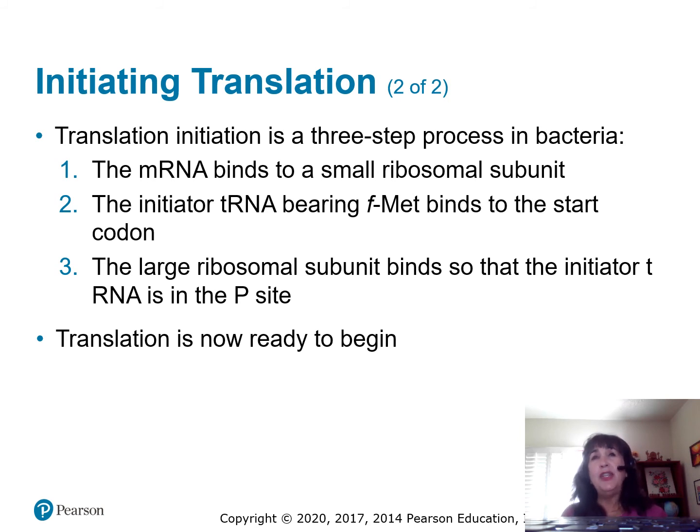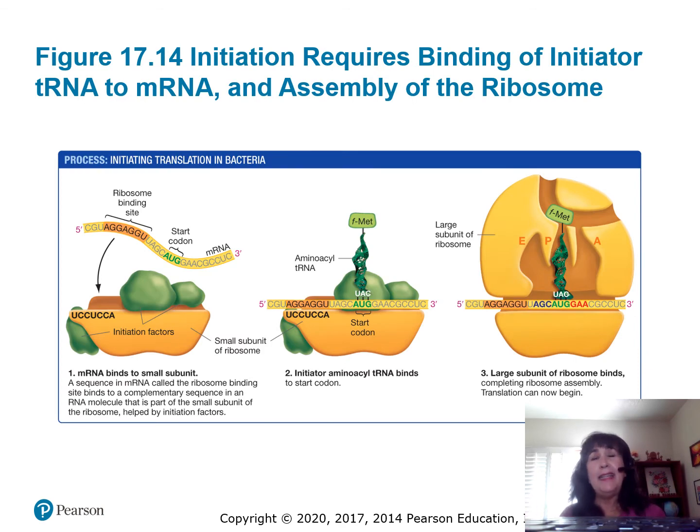Translation initiation is a 3-step process. The first step is that messenger RNA binds to the small ribosomal subunit. Then the initiator transfer RNA, the one that contains AUG or methionine, binds to the start codon. And then the large ribosomal unit binds so that the initiator transfer RNA is in the P site. Then translation is ready to begin. You know, that's a mouthful. So what does that mean? That means exactly this diagram.